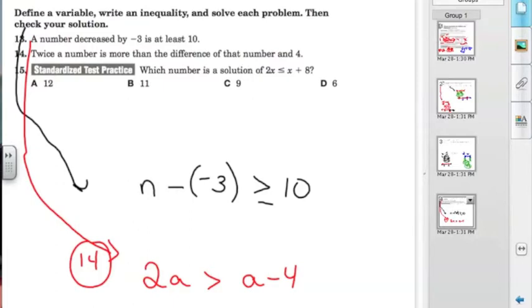So, twice a number, that would be 2a, is greater than, because it says it's more than, the difference of that number and 4. Okay.